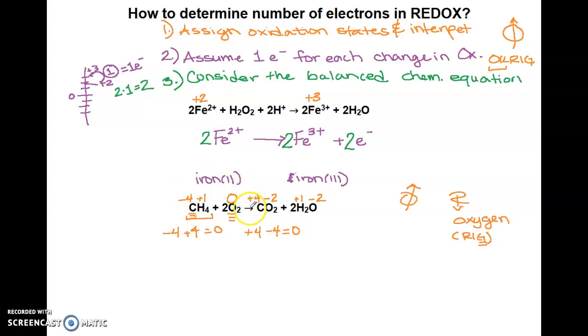Now, by default, I know that carbon must have been oxidized, but let's also interpret it. -4 up to +4, right? So that's a movement up. So carbon, I might have said that wrong, I might have said oxygen again. Sorry if I did. Carbon was oxidized. So that's a loss of electrons.